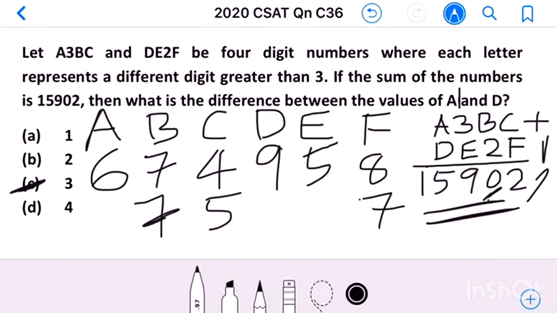So here we have to use different values for each alphabet. But if you are using 5 and 7 for C and F, we have to use B also equal to 7. So the answer is A equal to 6 and D equal to 9. Their difference is 3. Option C, 3 is our answer.